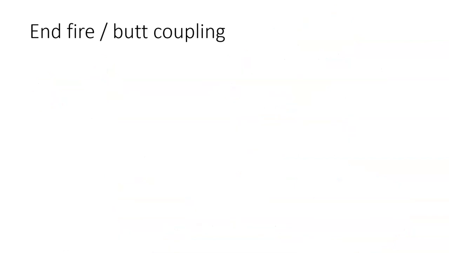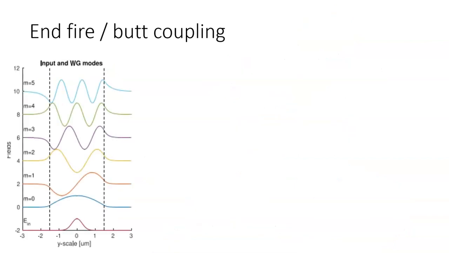Let's take an example. Here we couple a Gaussian field into a multimode waveguide. The width of the slab waveguide is 3 micrometers and the input field is a Gaussian having the width of 400 nanometers. And we neglect possible reflections at the interface between the incident field and the waveguide.